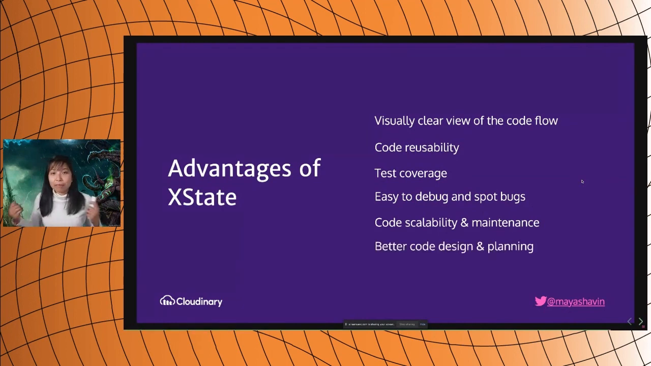And finally, it's better code design and planning, because now we are modeling our code. We're not just going to develop and continue to expand the component. Whenever we get new features, we plan ahead which machine we're going to use, and model our component, our machine, our states, or our UI flow accordingly.